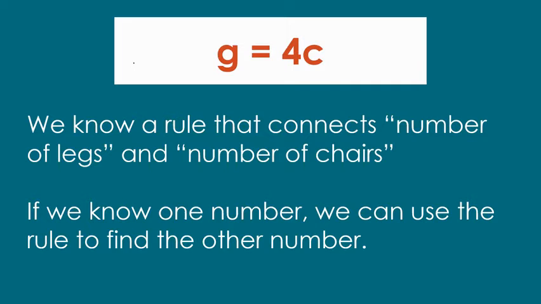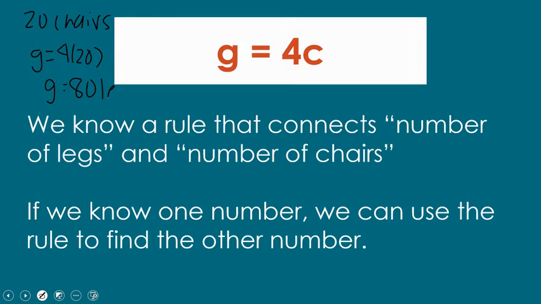So if I go back to my first example, and I know that I have 20 chairs in this room. So in my equation, I'm going to substitute 20 for the number of chairs. So G represents the number of legs, 4 is what I'm multiplying by, and C would become 20 because there are 20 chairs in this room. So in order to figure out the number of legs, all I have to do is 4 times 20, which gives me 80. So I know that there would be 80 legs in this room.